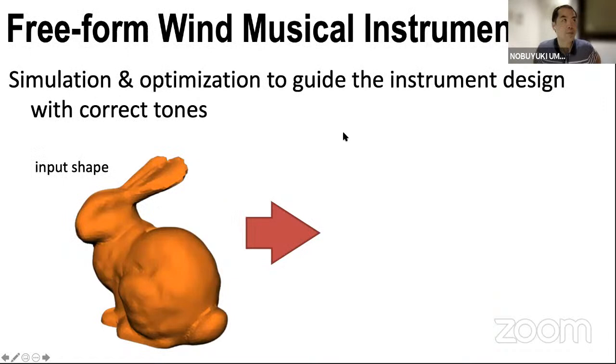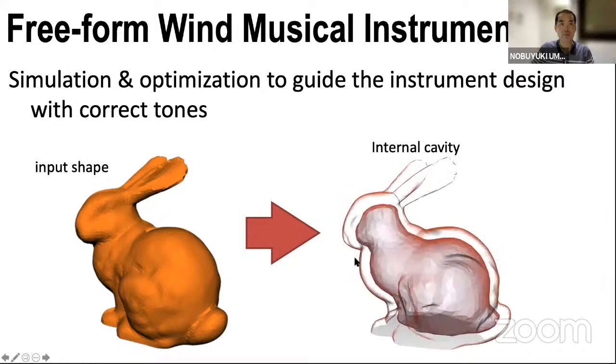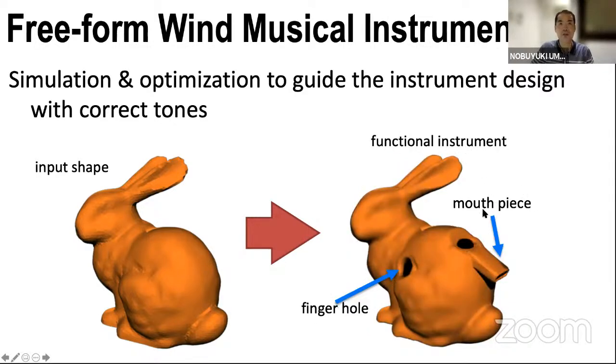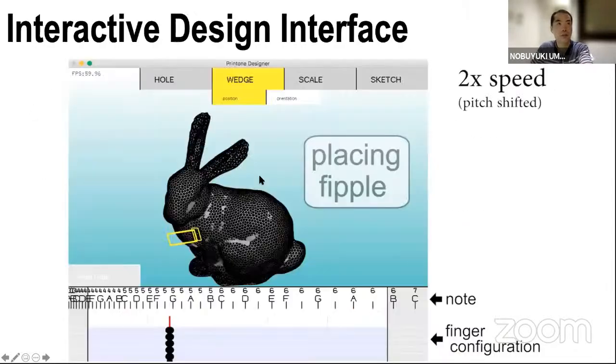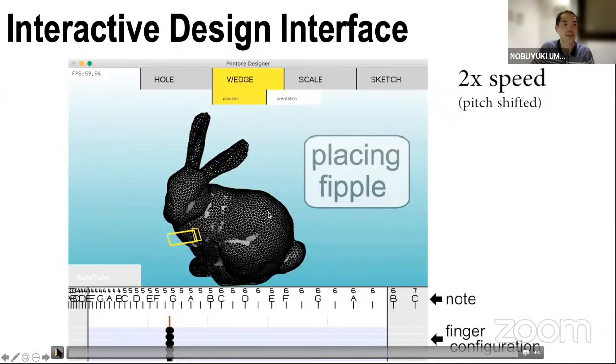This is another example, a free-form musical instrument. The idea is that we want to design a musical instrument that has a complicated shape. For example, this is an input bunny shape, and by carving out the internal shape of this bunny and putting in finger holes and a mouthpiece, we can design a functional musical instrument. This is a screen capture of the design system.